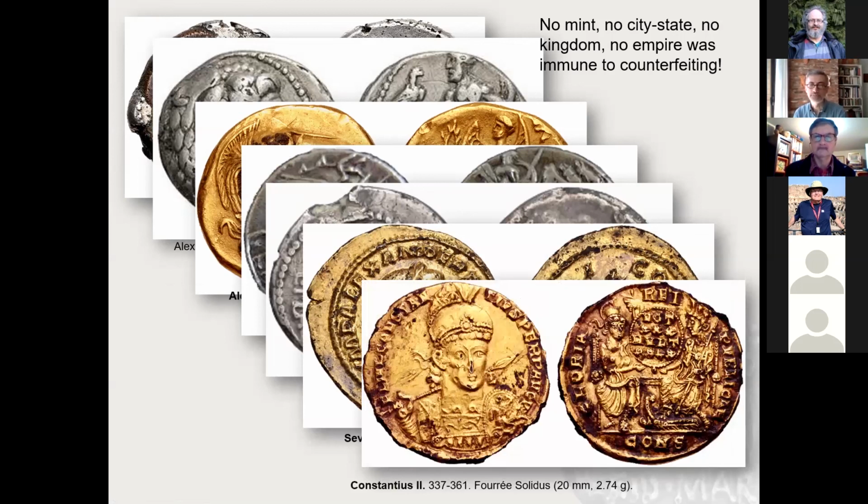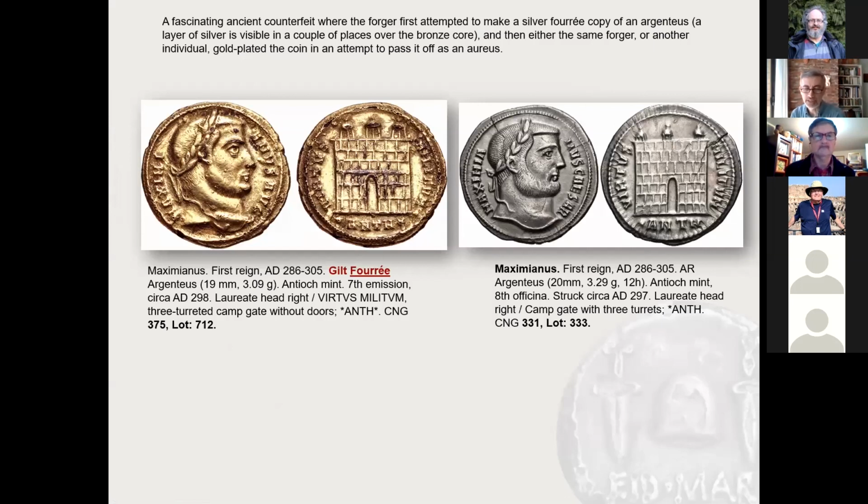This one is really interesting, and I found this during my research several years ago. The forger first attempted to make a silver-plated coin, wanted to forge an Argentus. And then either the same forger or another individual gold-plated the coin in an attempt to pass it off as an Aurelius. Maximianus' first reign.